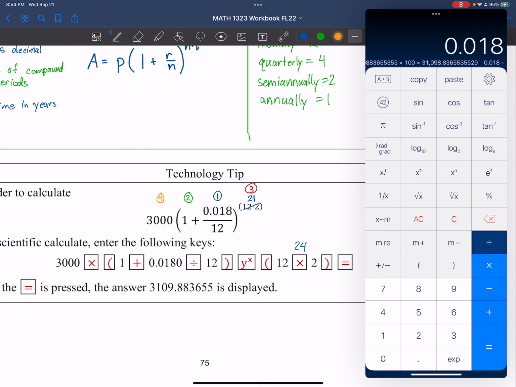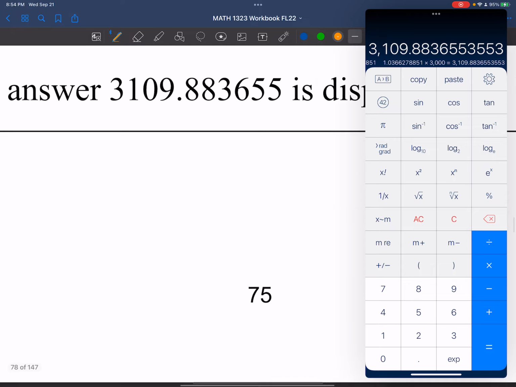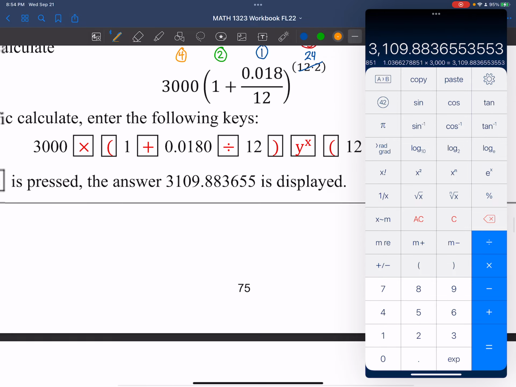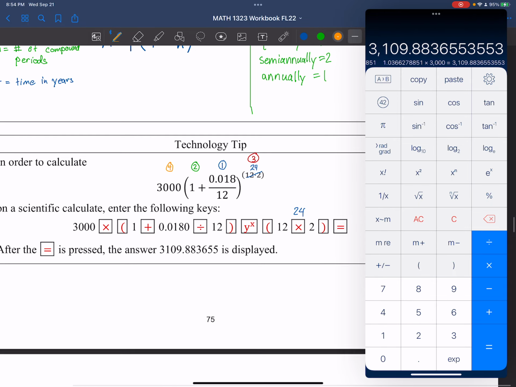0.018 divided by 12, hit equal to, add 1, hit equal to, hit the exponent button, type in 24, hit equal to, and then multiply by 3,000, and we get this matching value right there. So that's how you could do it by breaking it up.